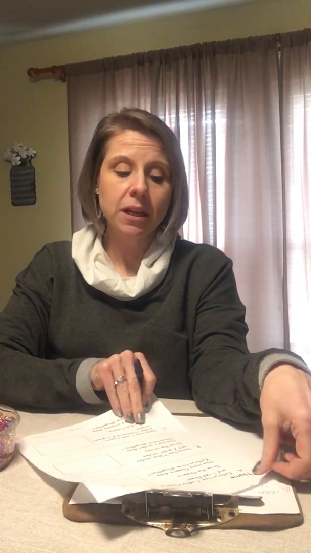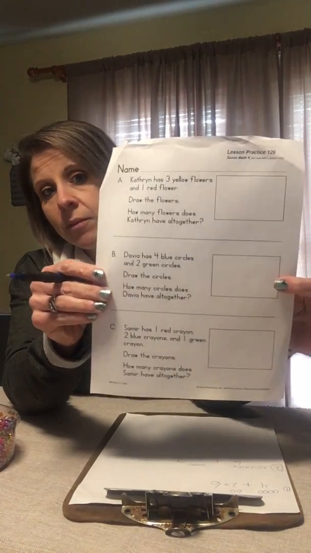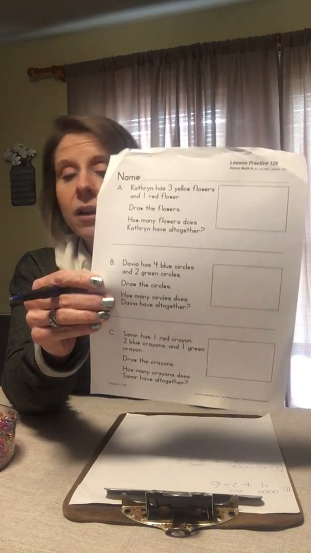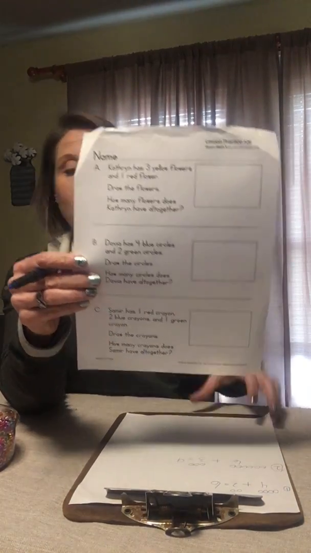like I said, this paper is going to be on the page that you can print off. But if you can't print it off, you can listen to these problems and do them on a piece of paper and just number them 1, 2, 3. There's just 3 problems for you to do on your own. So number 1 says, Catherine has 3 yellow flowers and 1 red flower. Draw the flowers. And then you have to find out how many flowers does Catherine have all together.